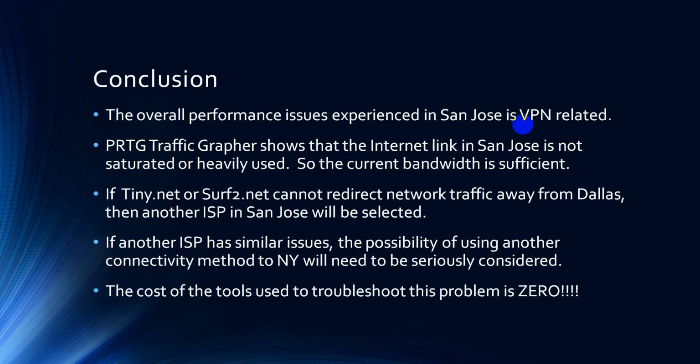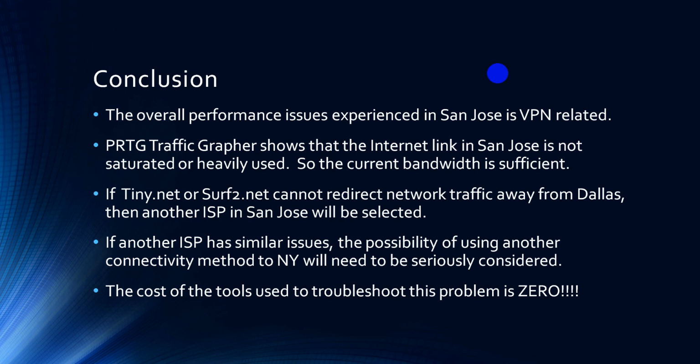Ultimately, you're not sure if the problem is going to be resolved in this situation. So overall, okay, we've confirmed here that the problem that people are having in San Jose is VPN related. It's not related to the internet link. It's related to the hops along the way on the VPN.